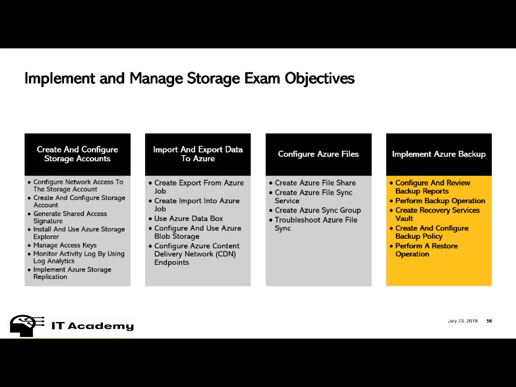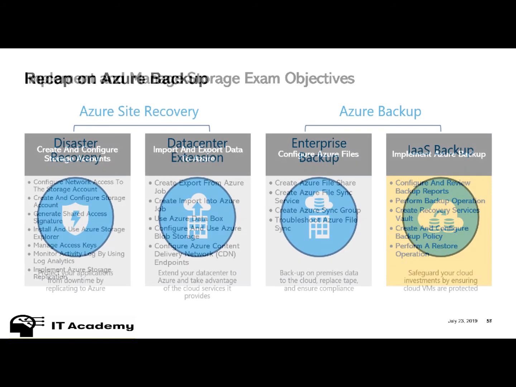To pass AZ-103, we need to be quite familiar with implementing Azure backups. That means we've got to be able to configure and review backup reports that give us information on how our backup and recovery operations are performing. We need to be able to perform backup operations where we back up virtual machines, individual files, or databases. We also need to be able to create a recovery services vault that will help extend backup features into multi-site failover. Then we also need to be able to create and configure backup policies and to be able to perform various types of restore operations.